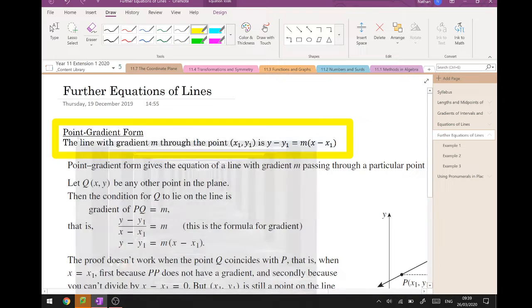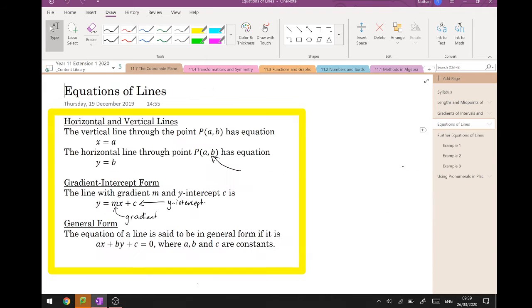Okay, so today we're going to be looking at further equations of lines. Now basically you're not always going to be given the gradient or the intercept of a line. You won't always be given it as an equation. Sometimes you actually have to come up with the equation yourself, like we looked at the other day.